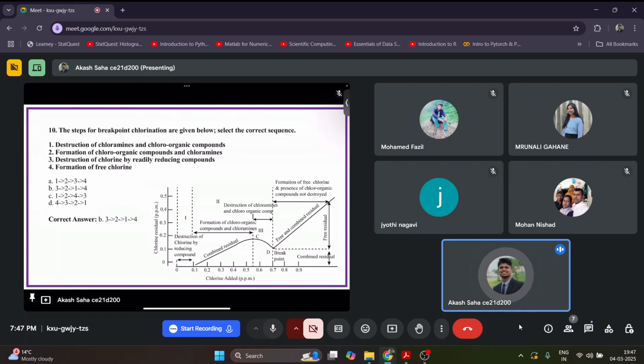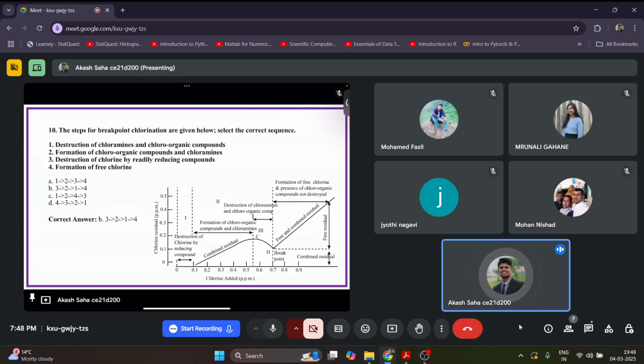So when this formation is happening, slowly some part of residual chlorine will be rising. Then again the destruction of these chloramines will happen. While this destruction happens, some part of residual chlorine will be consumed. That's why from C to D it is again going down. So once the destruction of all chloramines happens, there will be some residual chlorine. That part is known as the chlorination.